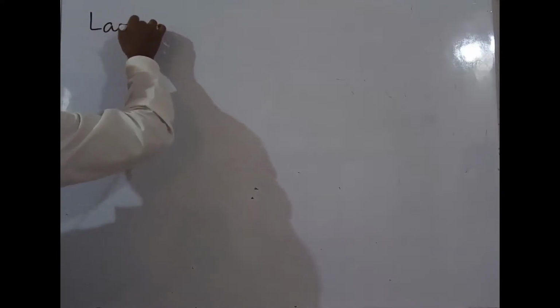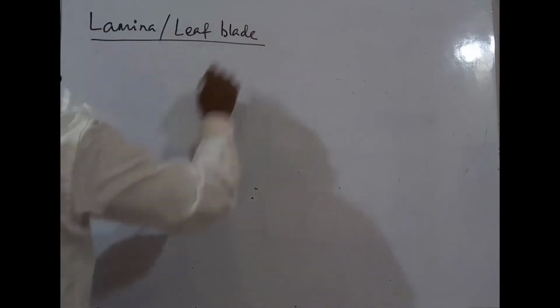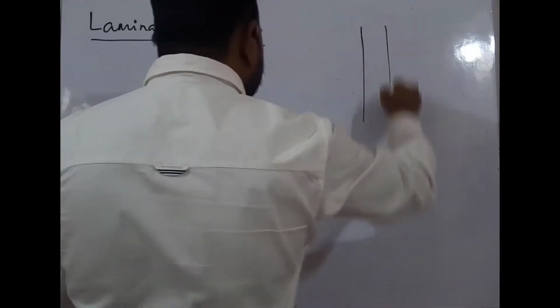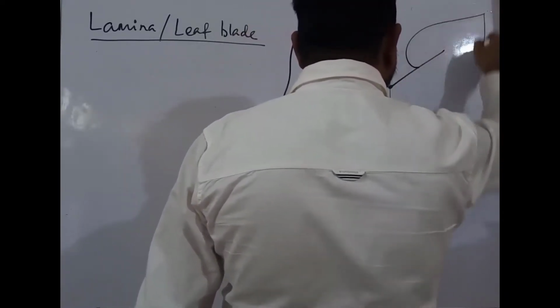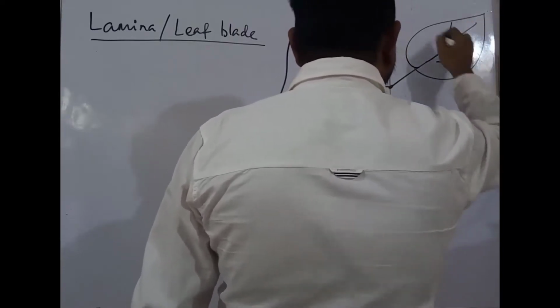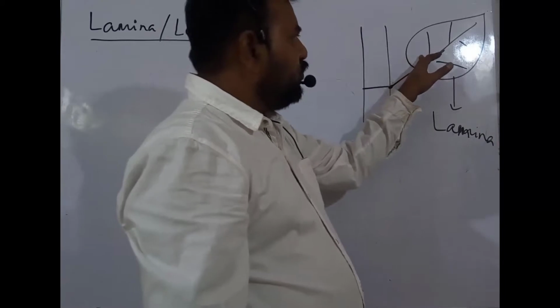Okay. So you can follow the NCERT page number 70, in the first paragraph, lamina or leaf blade. Lamina, or it is known as leaf blade. As you know, the lamina is the expanding part. This is the petiole, this is the base petiole, and this one is lamina. This is lamina. It is a green expanded structure of the leaf.